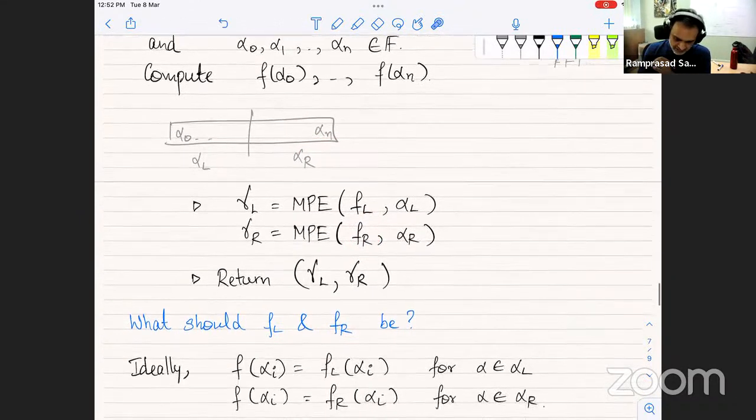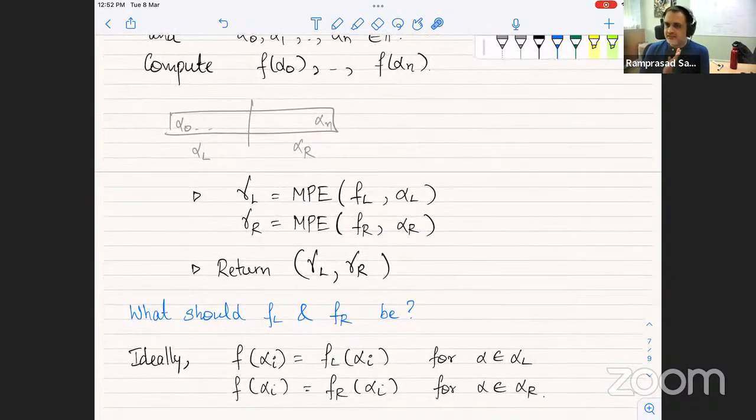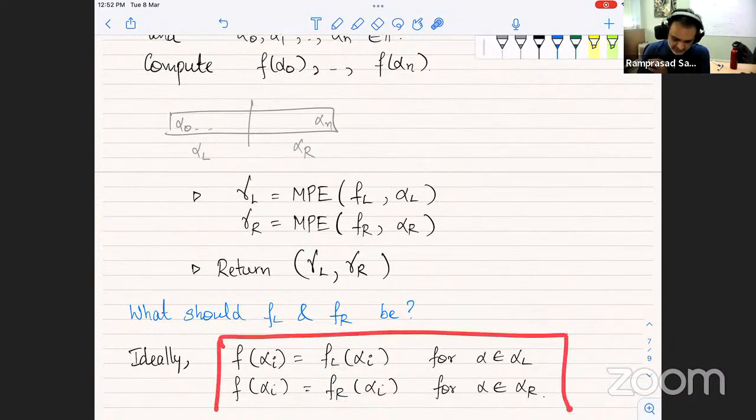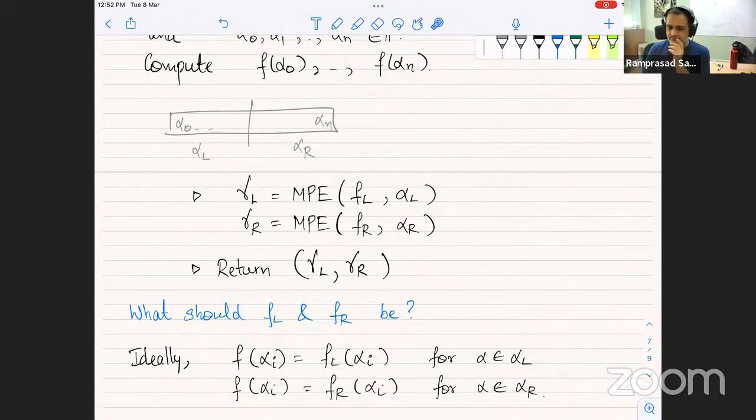Okay, so I'm just writing that down here. This is what I would want. I would want to choose FL and FR such that these two conditions hold. Okay, so now do you have a guess of what FL and FR should be?